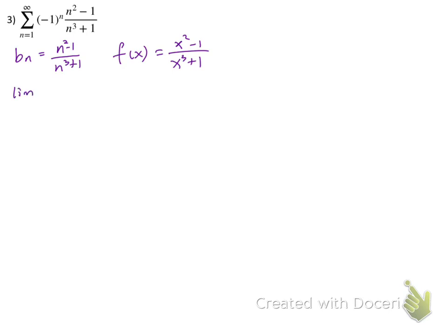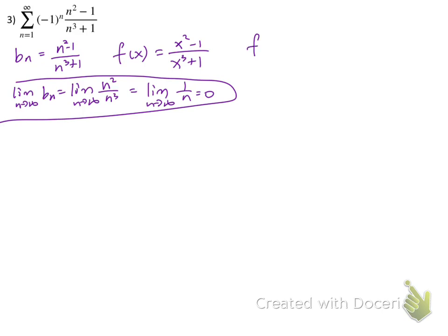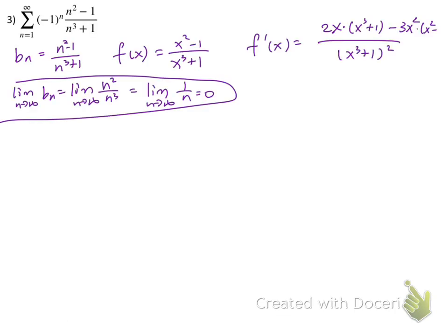Well, before that, let's make sure Bn goes to 0. This will be the limit as n approaches infinity of n squared over n third, or 1 over n. That's 0. So we have the limit fine. Now the derivative, that is the denominator squared. Then differentiate the numerator times the denominator minus the derivative of the denominator times the numerator, x squared minus 1. Then I work it out.